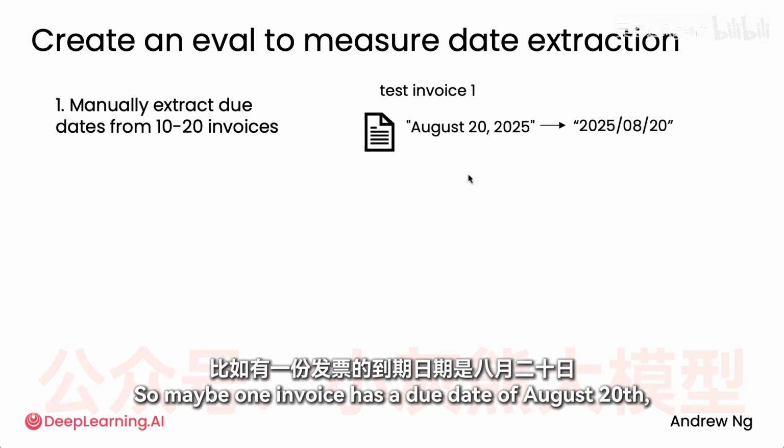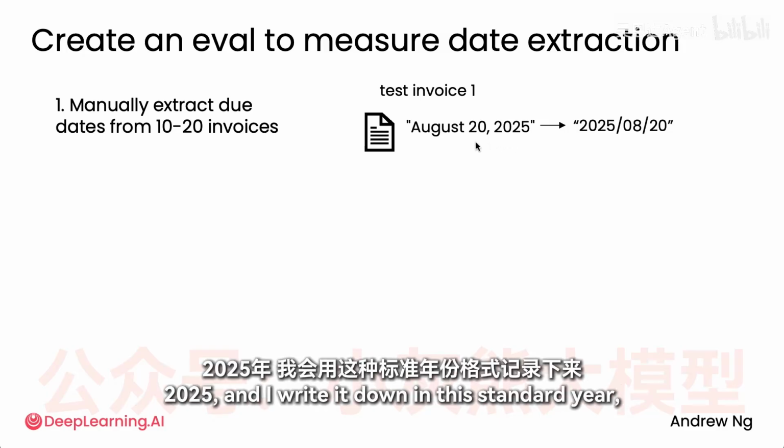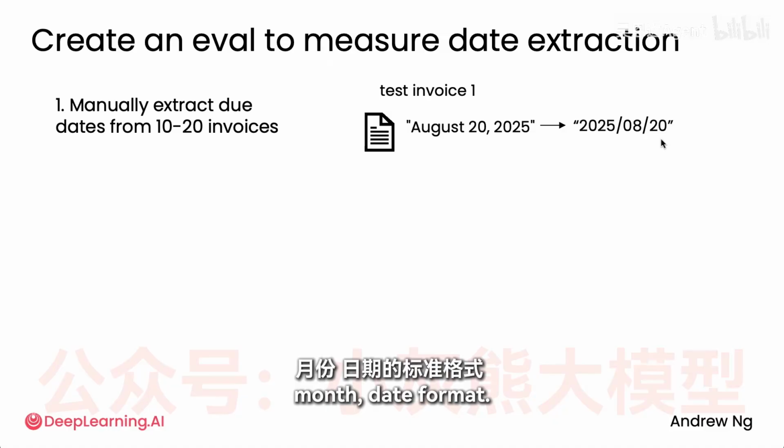So maybe one invoice has a due date of August 20th, 2025, and I write it down in the standard year, month, date format.